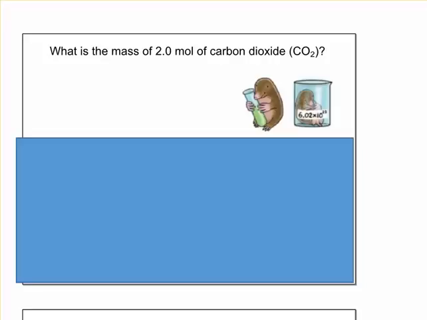This question reads, what's the mass of 2 moles of carbon dioxide? For starters, we should figure out the mass of a single mole of carbon dioxide. Carbon is 12 grams per mole. Oxygen is 16 grams per mole. However, there's 2 oxygens in this compound, so we need to add up 12 plus 16 times 2 to find that carbon dioxide is 44 grams per mole.